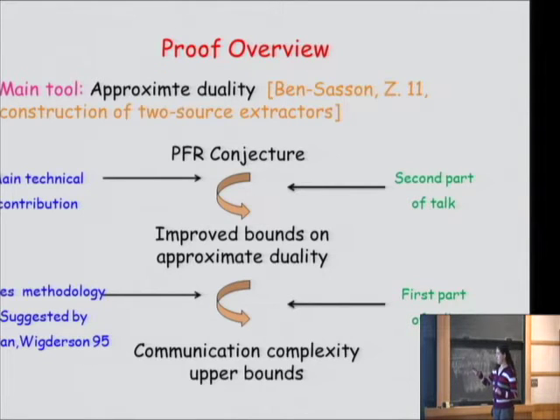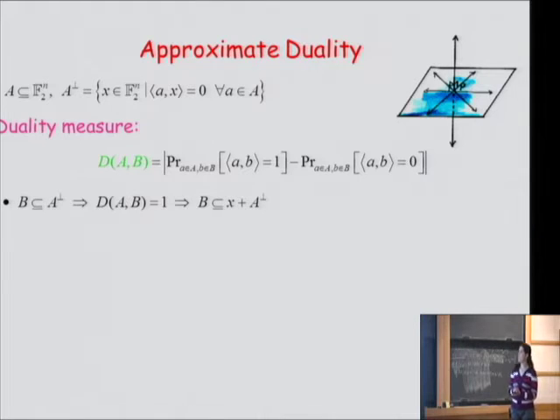Okay, so I will start by explaining what approximate duality is. Again, suppose that A is a subset of F2 to the N. For such a set A, we denote by A perp the subset of all elements in F2 to the N which are orthogonal to all elements in A. And for such sets A and B, which are subsets of {0,1} to the N, we define the duality measure, which we denote D(A,B), as the absolute value of the probability that the inner product of two random elements, a in A and b in B, equals 1, minus the probability that this inner product equals 0.